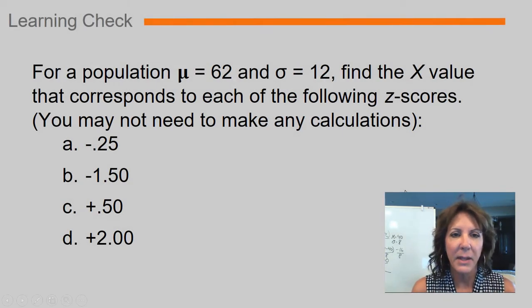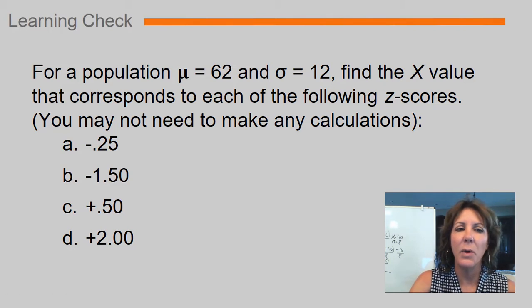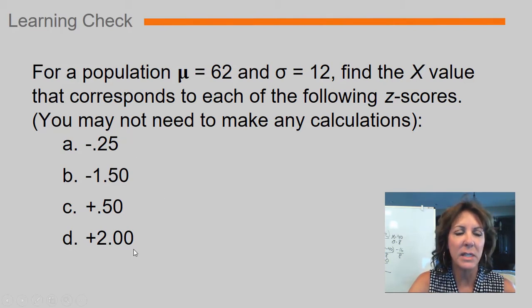So we have a population with a mean of 62 and a standard deviation of 12. I want to find the score values that are at these following z-scores: negative 0.25, negative 1.50, positive 0.5, and positive 2. Let's do it.